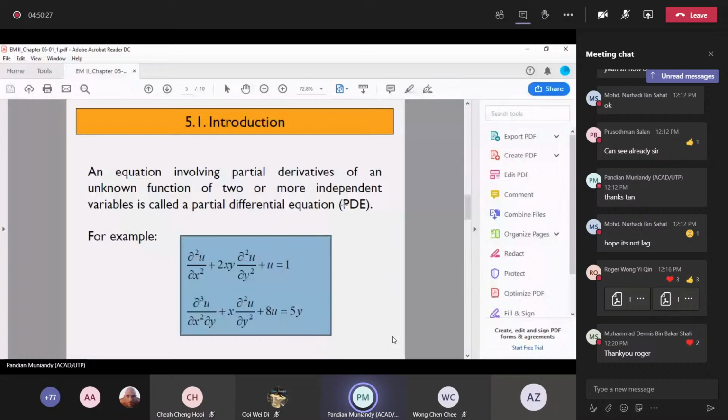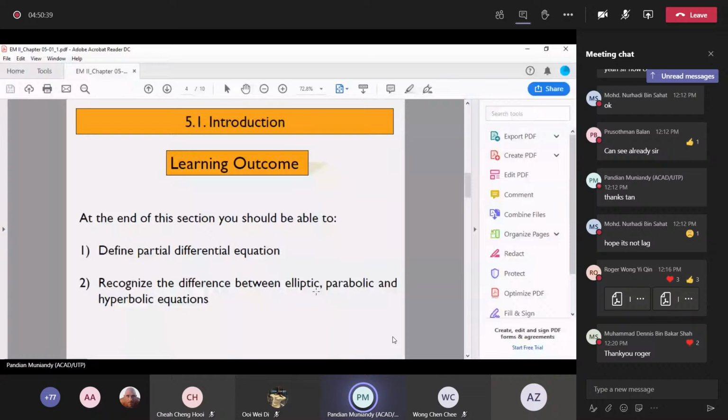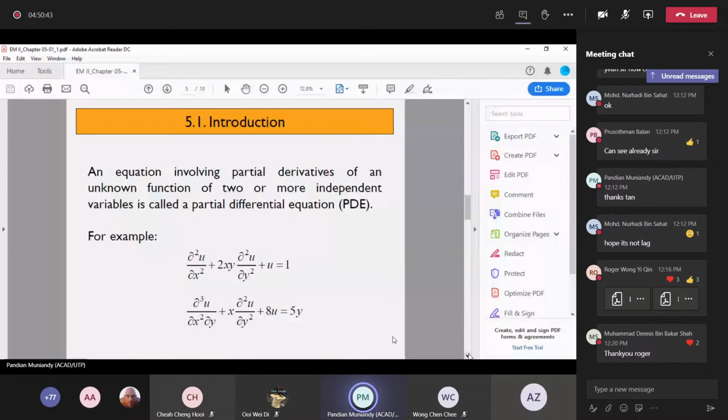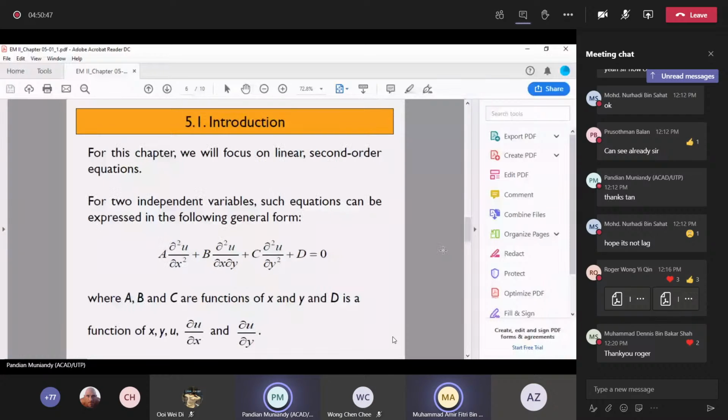Now we move on to the types, which you saw in slide 4: elliptic, parabolic, and hyperbolic. So we go to slide number 6. Many things here they cut short and simplify. So we see the general form.